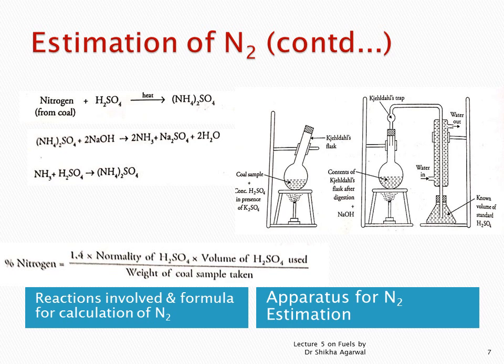There is a long calculation on this, which I am not discussing. The final formula for the percentage of nitrogen is 1.4 times the normality of sulfuric acid taken for absorbing ammonia, times the volume of sulfuric acid used, divided by the weight of coal sample taken. This will give you the percentage of nitrogen in the coal sample.